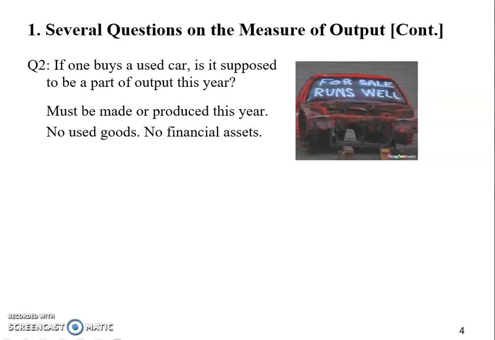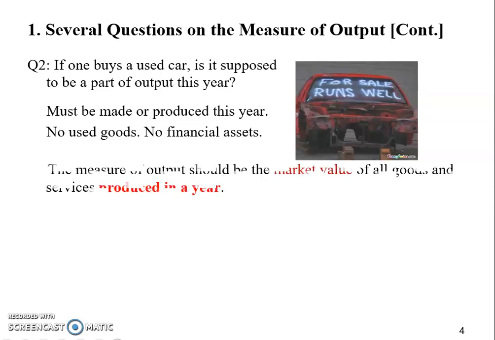And there's no financial assets involved either. Here we would like to introduce the second key phrase in the definition of the measure of output. We said it should be the market value, which we discussed before, right? The market value of all goods and services produced in a year.